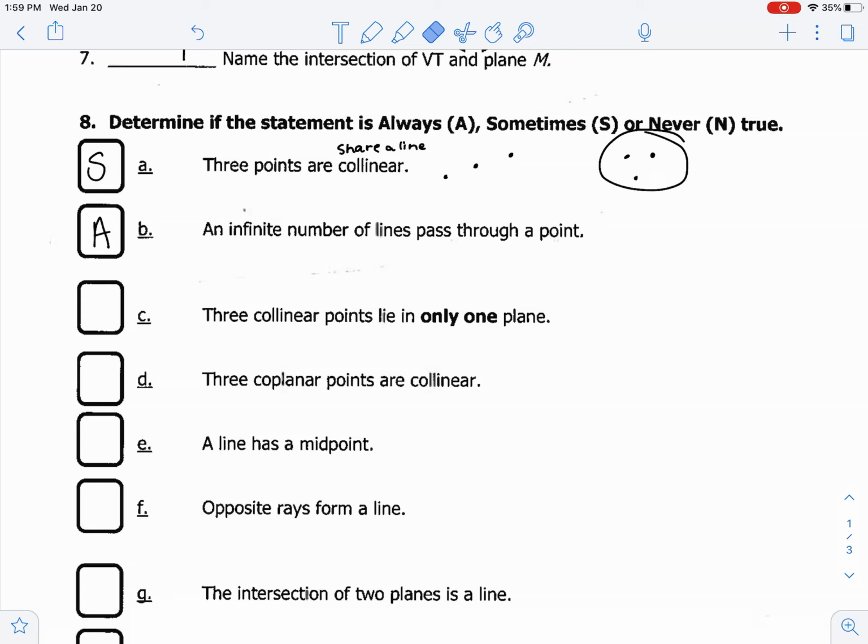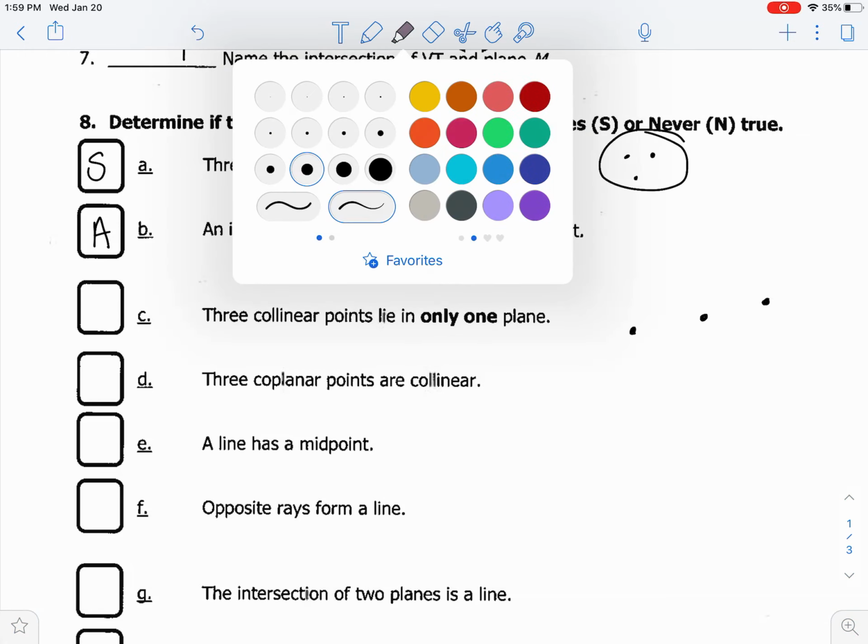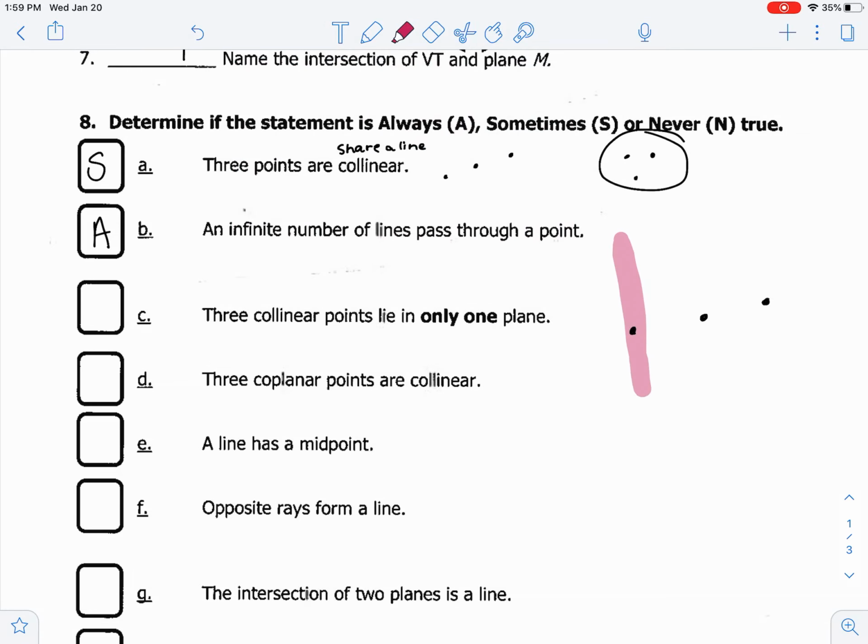3 collinear points lie in only one plane. Now this one is quite difficult. If you miss this, don't beat yourself up. This one's really hard. So here we have 3 collinear points. Do they lie in one plane? Well, I'm going to use my highlighter here and draw one flat surface that contains them. So here's one flat surface.